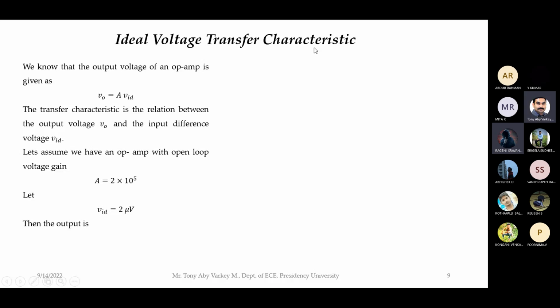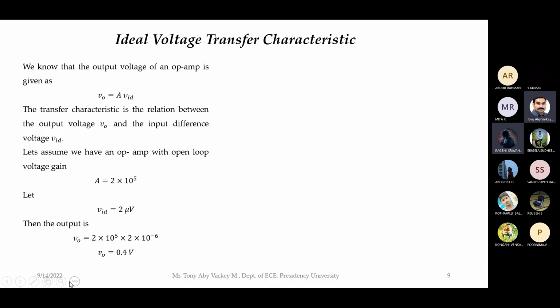Output voltage is equal to A into VID. VID is given as 2 microvolt and A is 2 into 10 power 5. So it will be 2 into 10 power 5 into 2 into 10 power minus 6. That is 4 into 10 power minus 1, which is 0.4 volt. So 0.4 volt is the output.